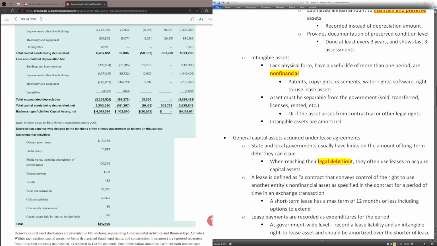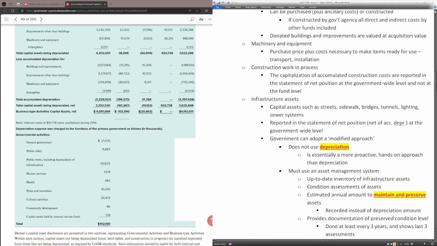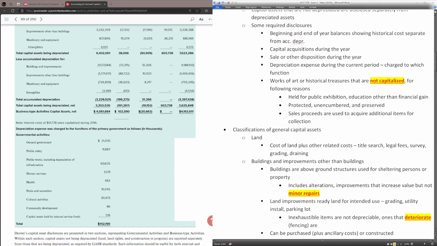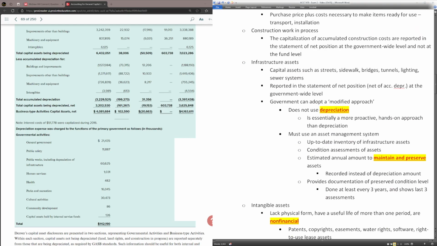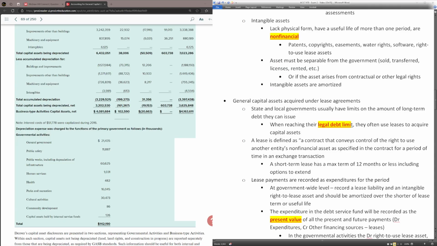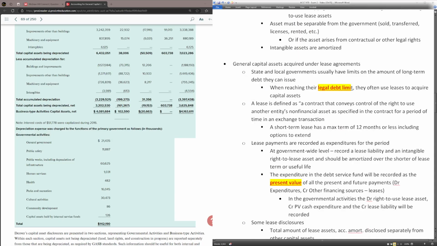Okay, so continuing on after intangible assets. If we go back and look, that whole section was about classification of general capital assets: land, buildings, improvements, machinery, infrastructure, intangibles. So let's take a look at general capital assets acquired under lease agreements. This is kind of an interesting thing here.